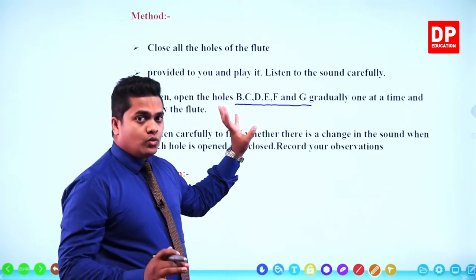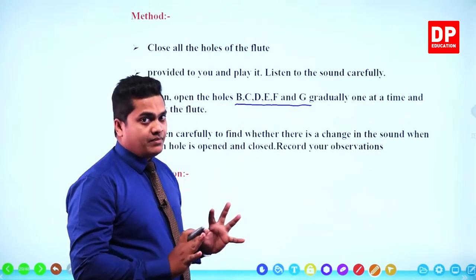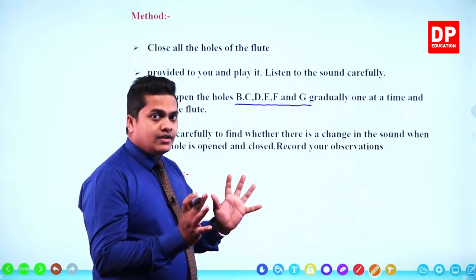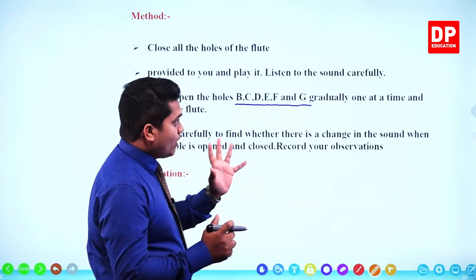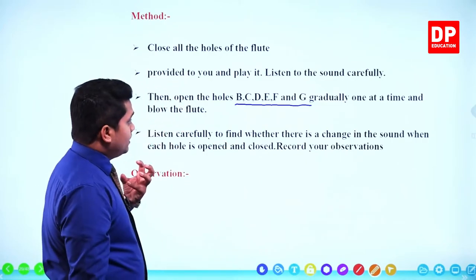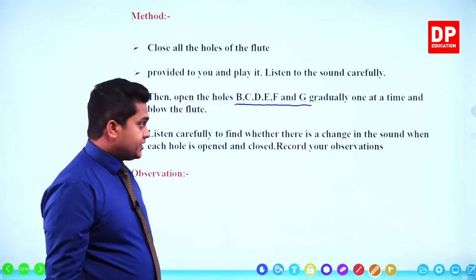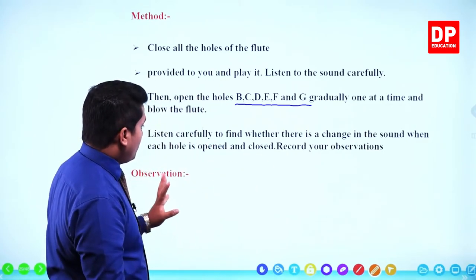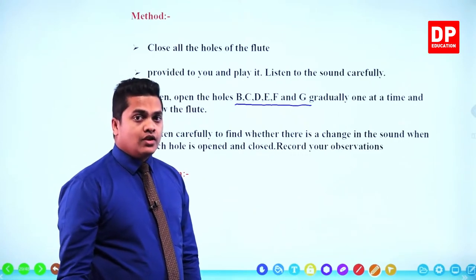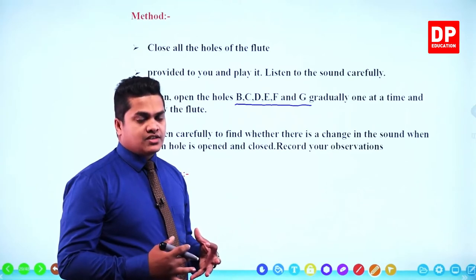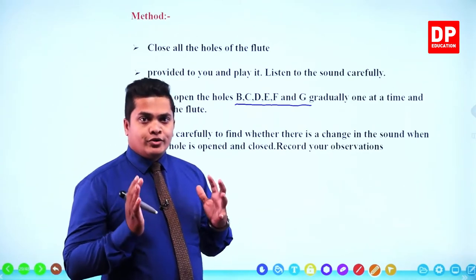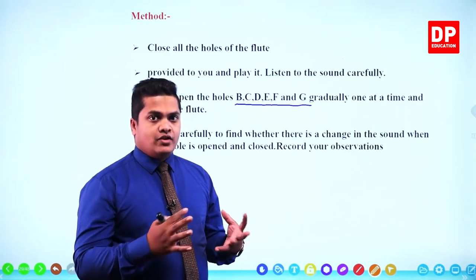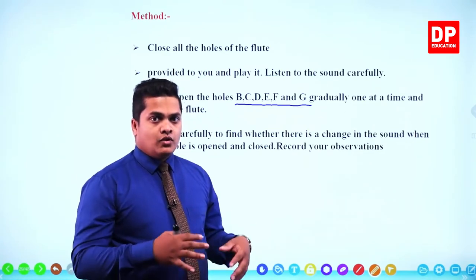Open the holes. So I told you that most of the times these haven't been marked. However, you have to close and open these holes in the flute gradually, one at a time, right? And observe the sound which is going to emit when you are blowing it. Then listen carefully to find whether there is a change in the sound when each hole is opened and closed. And we have to record the observations. So it's quite simple to carry out this experiment. We take a flute and we are going to blow on it. First of all, we are closing all the holes and we are going to blow. Then we can open one at a time or two or three at a time.